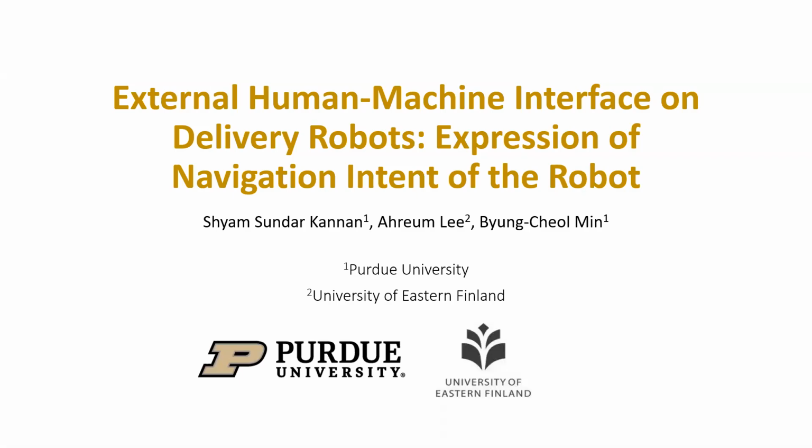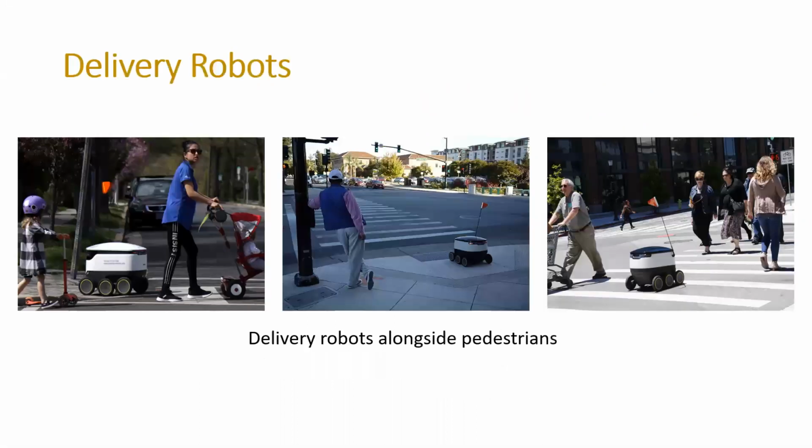In this paper, we present our research on the design cues for external human-machine interfaces, also known as eHMIs, for delivery robots. Delivery robots are getting common day by day. They share a close space amongst the pedestrians and they navigate alongside with the pedestrians. At times, there can be confusion among the pedestrians about the future navigational intent of the robot.